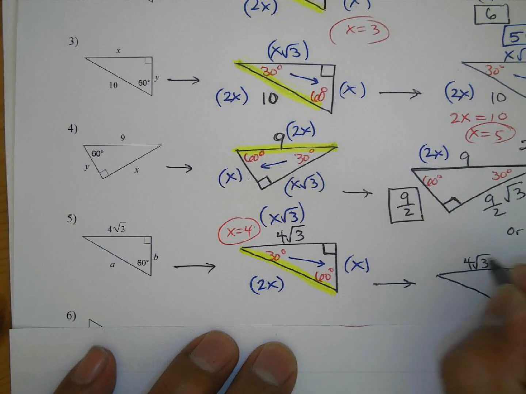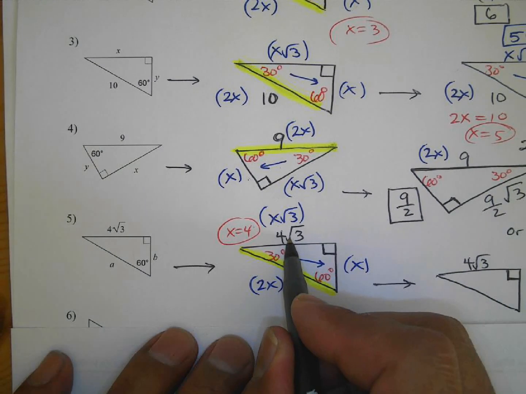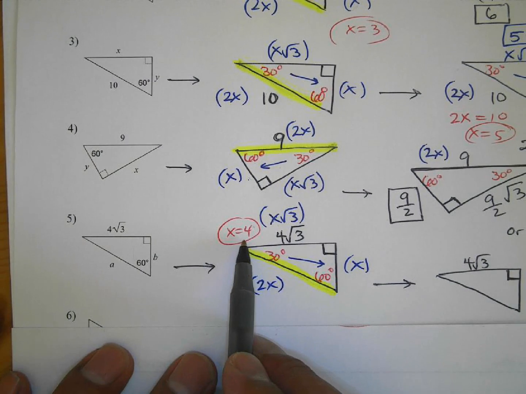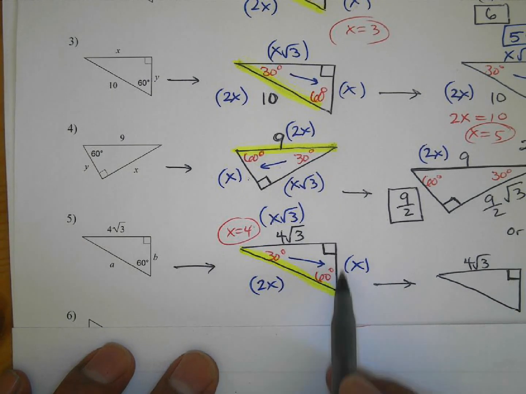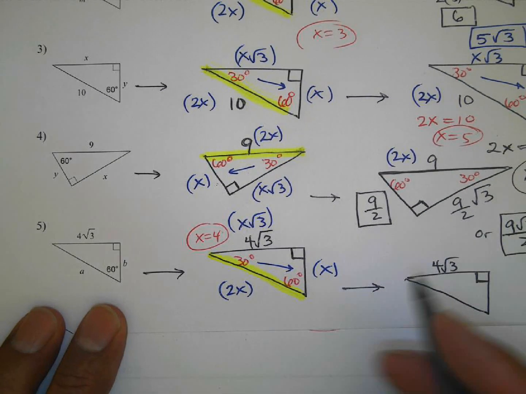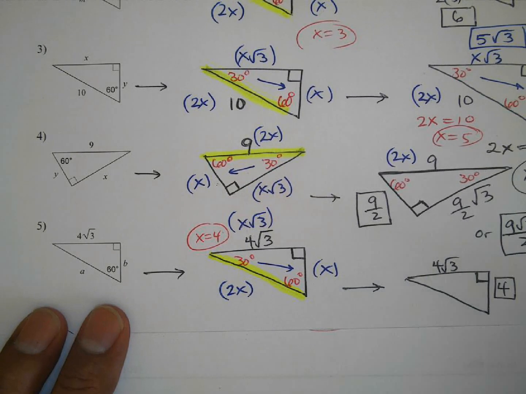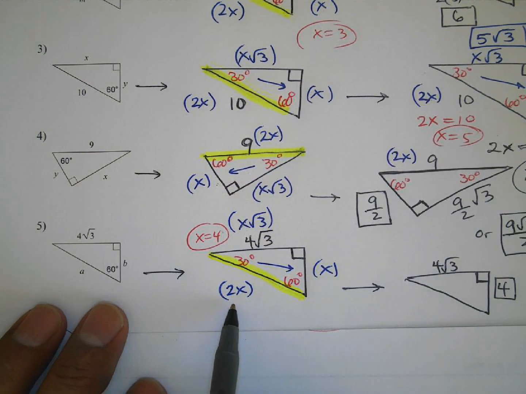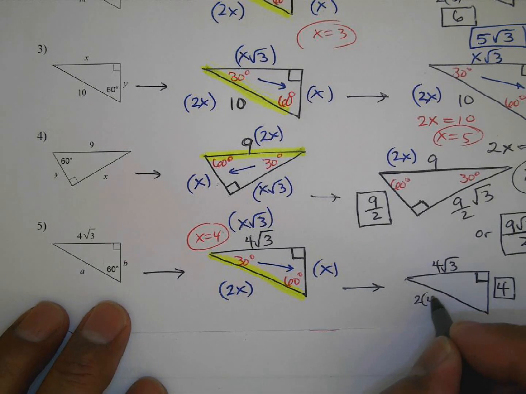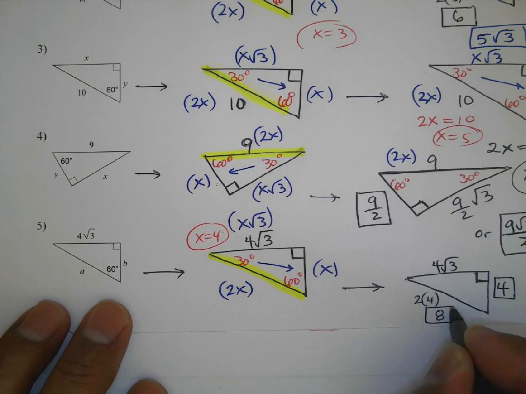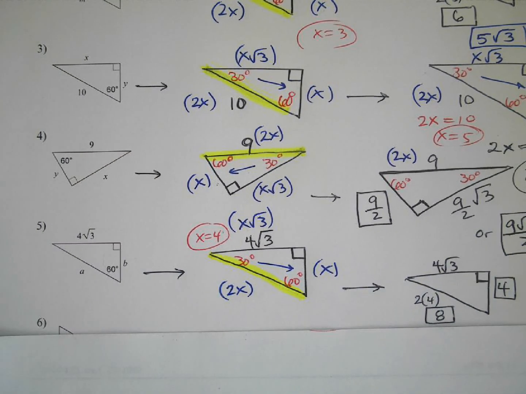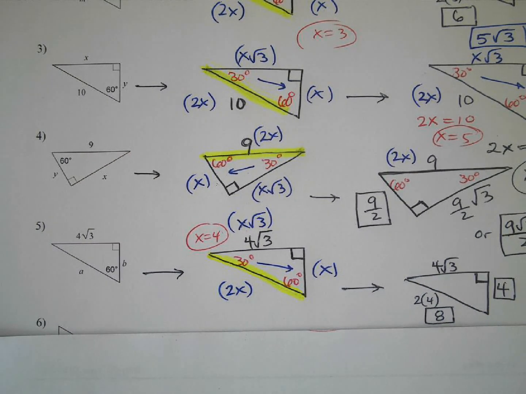So now let's draw this triangle with all the sides. This side's already 4 root 3. The side that's x is 4. Which side is x? This one. That makes this one 4 here. And this one is what? 2 times x. 2 times 4. So that makes this one 8. All right, hopefully you're getting a hang of it. Last one, number 6.